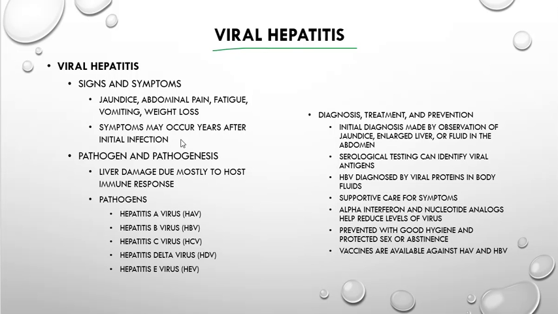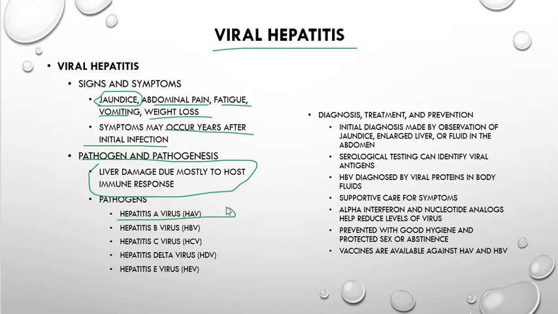Okay. Viral hepatitis. Hepatitis means it's going to infect the liver. There are several kinds: A, B, C, D, and E. Signs: jaundice, that's the yellowing of the skin, especially the eyes. Abdominal pain, fatigue, you're going to feel tired, vomiting, weight loss, and symptoms can happen years after initial infection. Some of the hepatitises are going to be chronic rather than acute. Liver damage, again, is going to be due to the immune response, not to the virus.